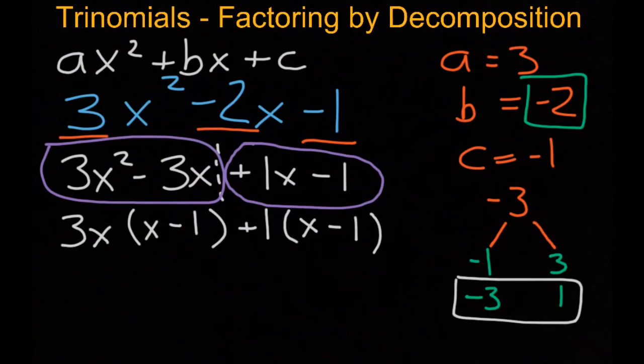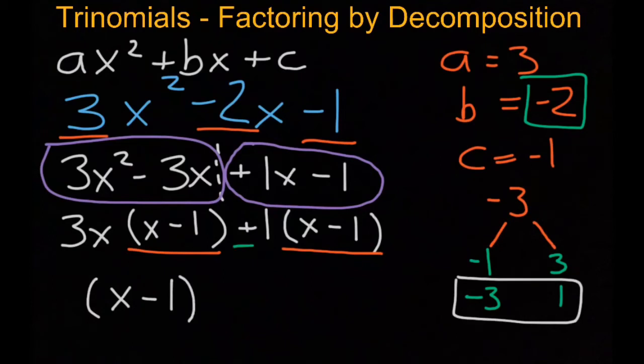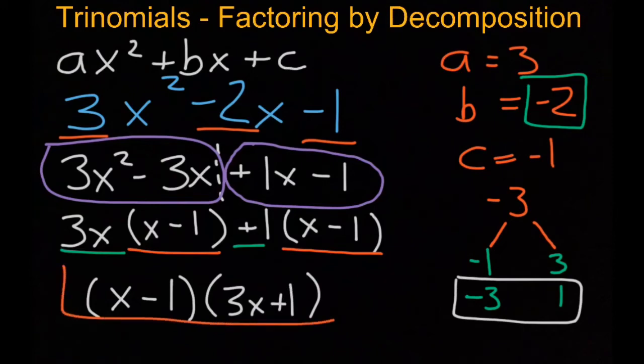So for this, we have a common factor here. We can take that out. So our final answer will have x minus 1, and then we have these two numbers left here, 3x and plus 1. So in the other bracket, we'll have 3x plus 1. And this right here is our final answer. Let's do another question.